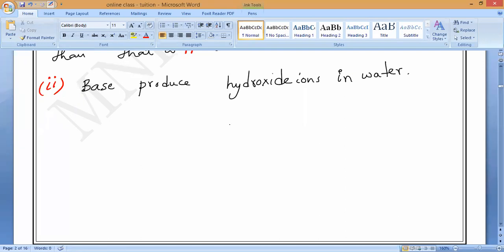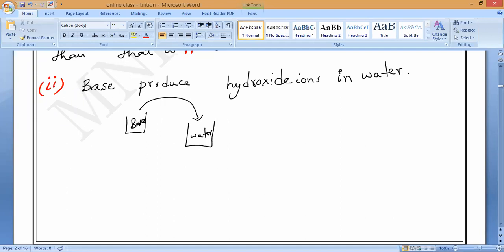So when a base is added to water, the concentration of hydroxide ions will increase or decrease? Again, same thing. For bases also remember concentration. Strong bases are there, weak bases are there. So that is why it is very dangerous. So for a base also we have to add it to water, not water to the base. All of you should remember.